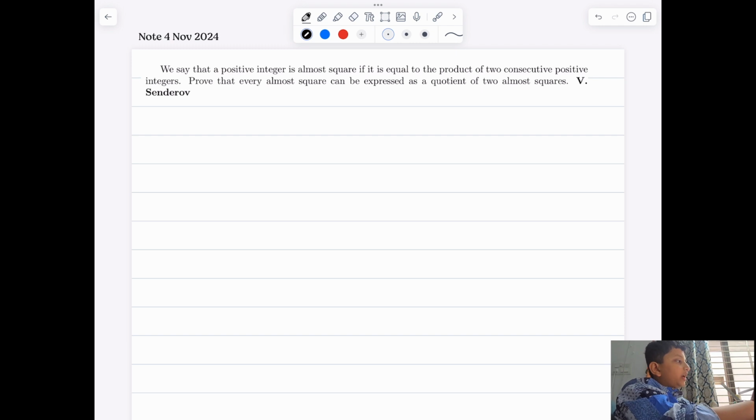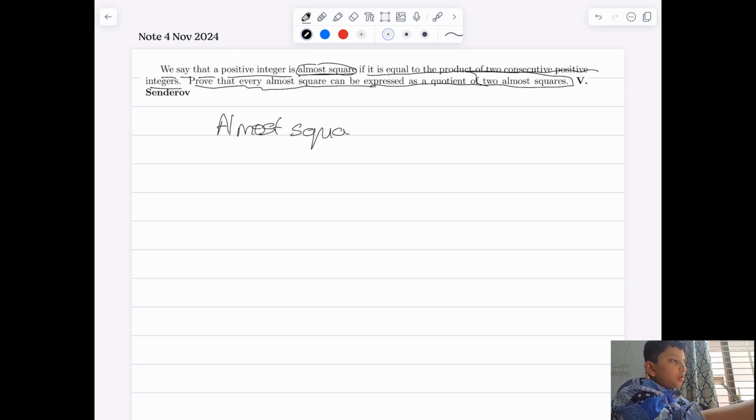Let us start this question. We say that a positive integer is an almost square if it is equal to the product of two consecutive positive integers. Prove that every almost square can be expressed as a quotient of two almost squares. We need to prove this: an almost square can be expressed as one almost square upon another.